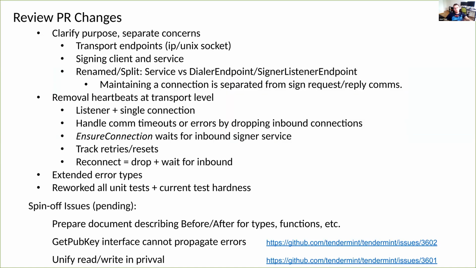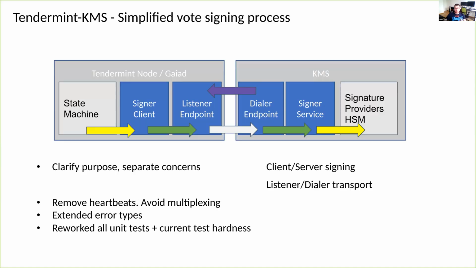And now we went through the review of the PR changes, and maybe we can go back to this, but this is basically what was done, and it resulted in some spin-off issues. For example, get pub key at the moment cannot propagate any error. It just says this is the pub key or returns nil. When the state machine or the signer client wants the pub key, it actually has to go through all this process to get the pub key from the HSM. And there could be tons of different errors or situations. And right now, the only thing that the signer client gets is nil, so you don't see what happens.